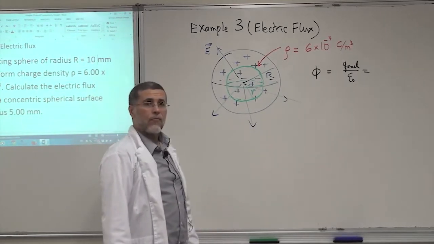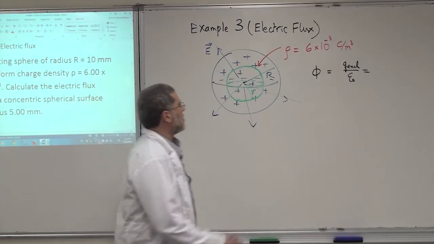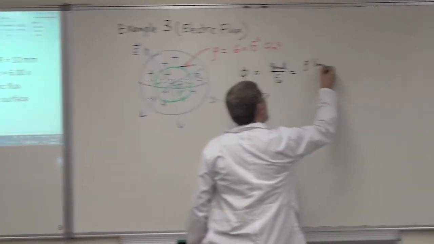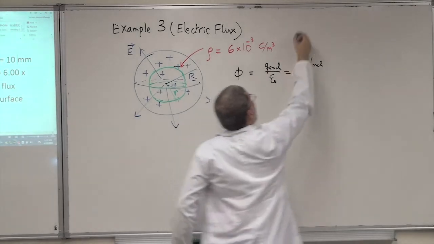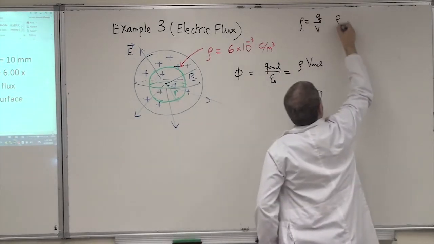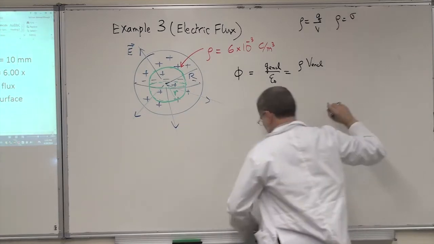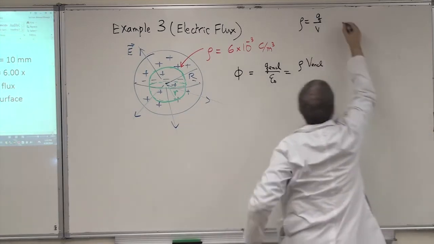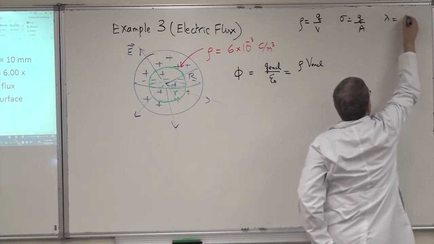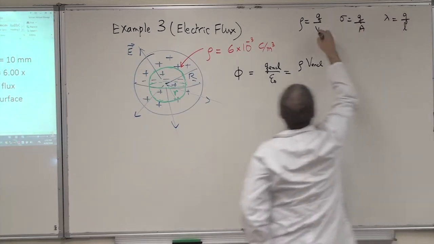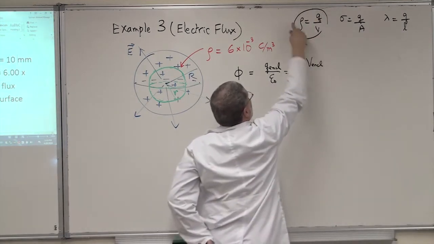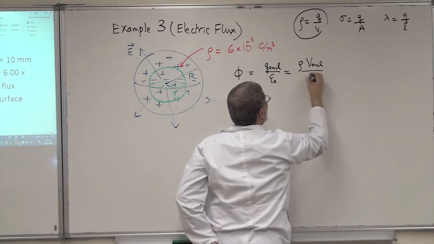What is that flux? What is the charge enclosed by that? The charge will be rho times V enclosed. Remember, we have rho equal Q over V, sigma equal Q over A, and lambda equal Q over L. So here we are dealing with 3 dimensions, so the flux is rho times V enclosed over epsilon 0.